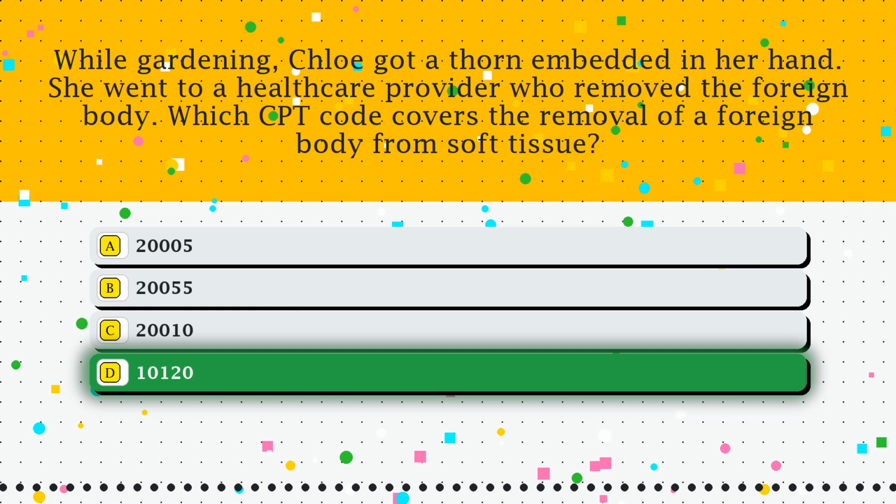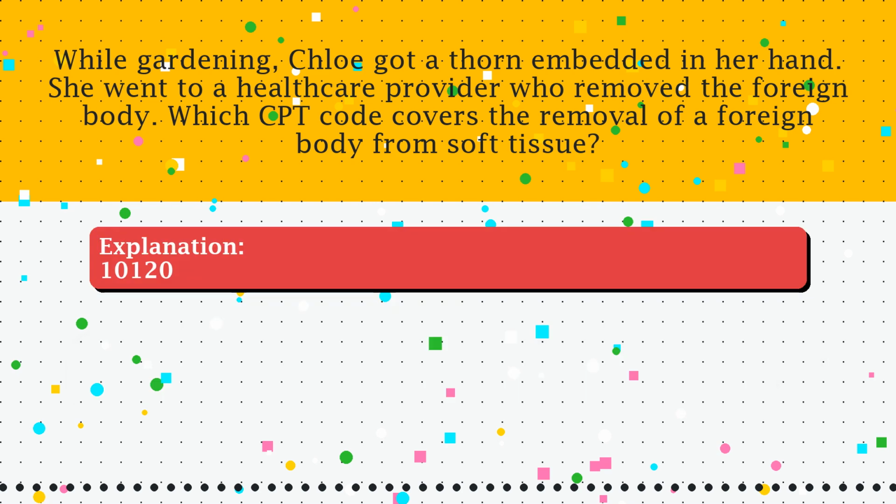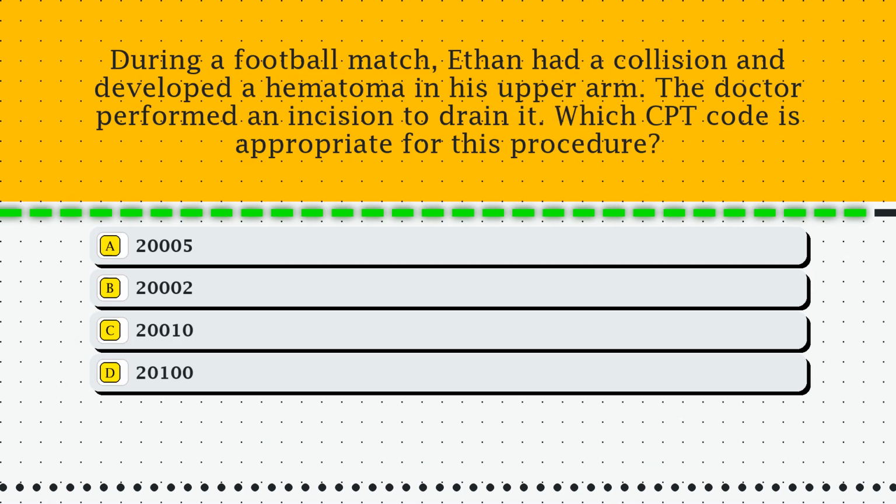The correct answer is option D, 10,120. Question 271. During a football match, Ethan had a collision and developed a hematoma in his upper arm. The doctor performed an incision to drain it. Which CPT code is appropriate for this procedure? Option A, 20,005. Option B, 20,002. Option C, 20,010. Option D, 20,100.